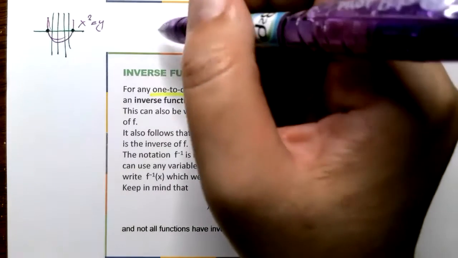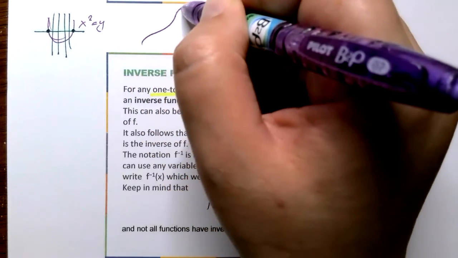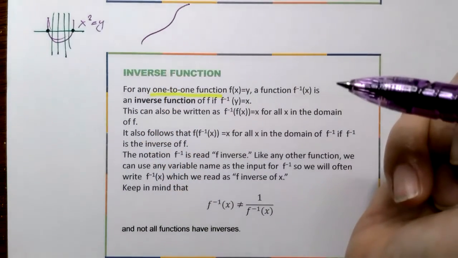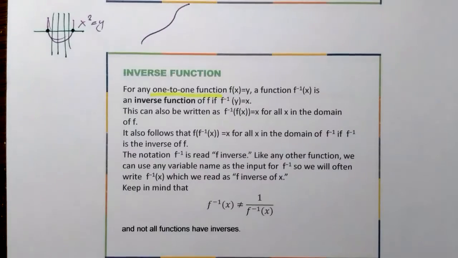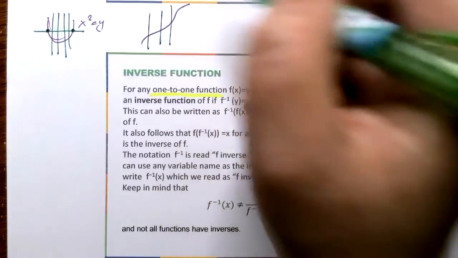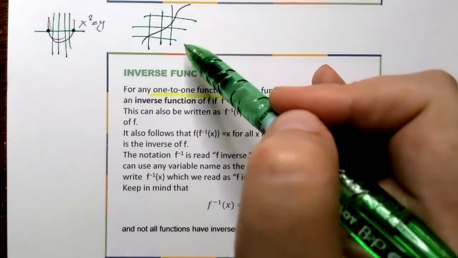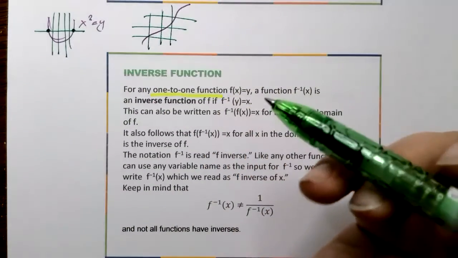Now, if you have a polynomial function that goes something like this, this would be a one-to-one function because it passes the vertical line test and it also passes the horizontal line test. So this function has an inverse.